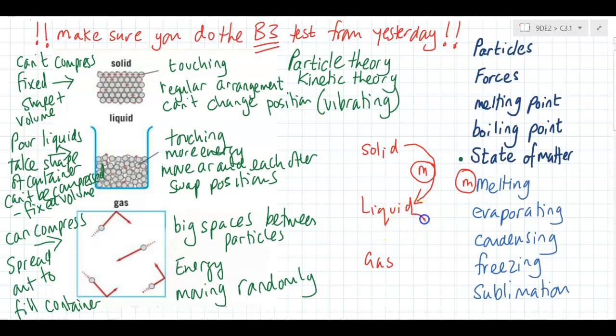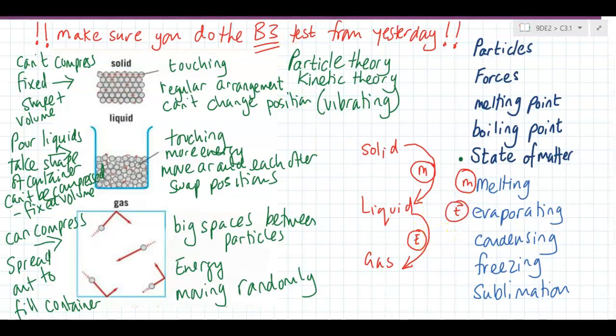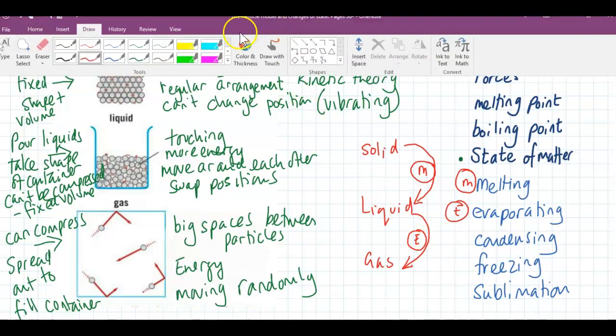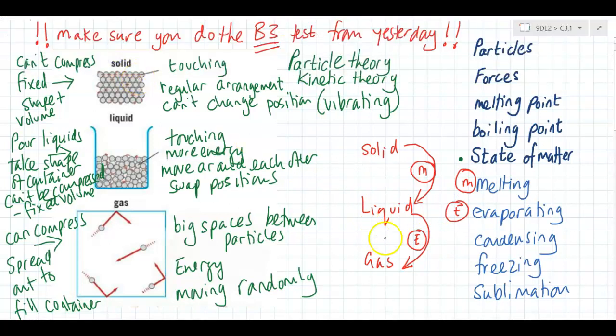Liquid particles can get sufficient energy to spread out and become a gas. They're evaporating. If we cool things down, take energy away, gas particles can lose energy and become closer together. Yeah, and a gas can change into a liquid. It can condense.